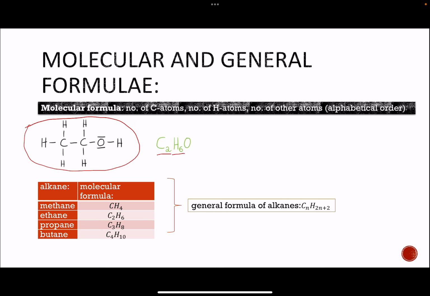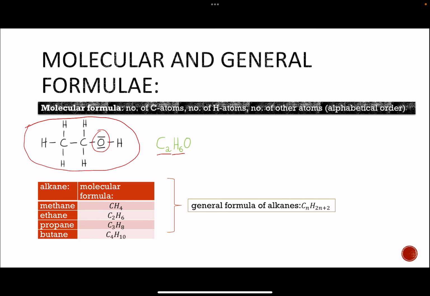C2H6. And this is because carbon and hydrogen atoms exist in basically every organic molecule. And then all the other atoms that could show up in a molecule are added in alphabetical order. So in our case, we only have an oxygen atom here. That means we put the O at the end. And the molecular formula of this displayed formula would be C2H6O.